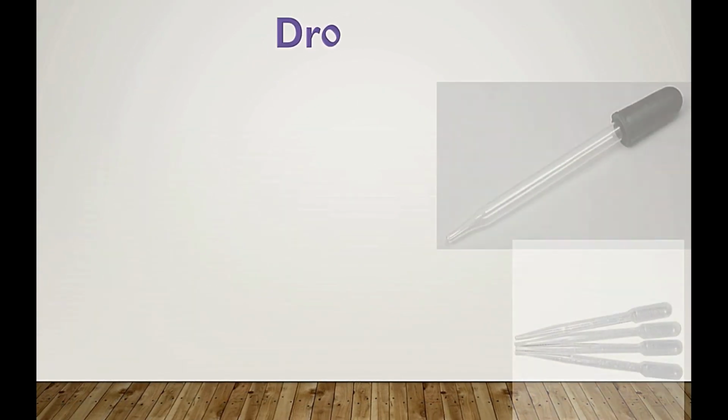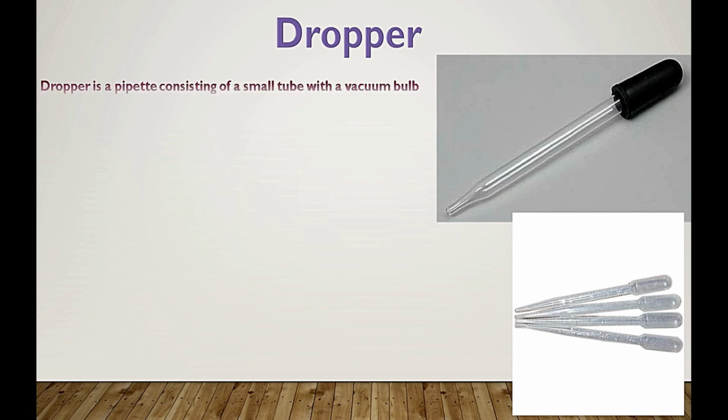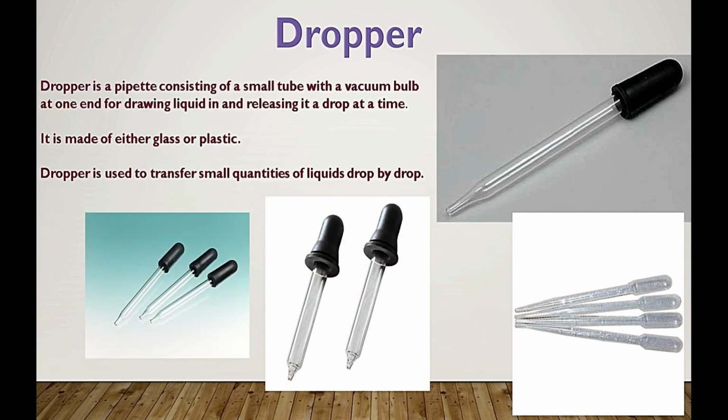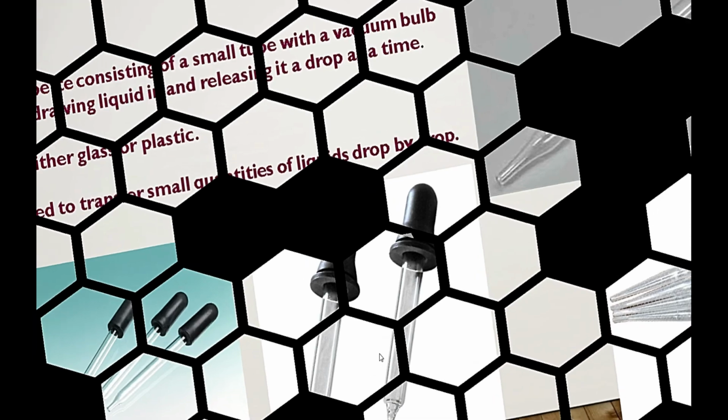Another important apparatus is a dropper. Dropper is a pipette consisting of a small tube with a vacuum bulb at one end, you can see here, for drawing liquid in and releasing it a drop at a time. It is made of either glass or plastic. Dropper is used to transfer small quantities of liquid drop by drop. It also comes in different sizes according to the use.